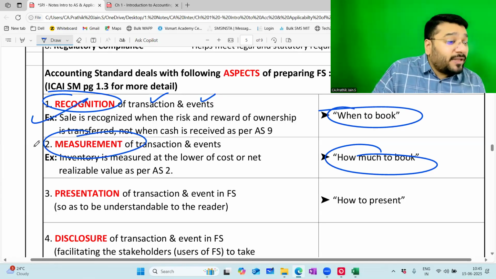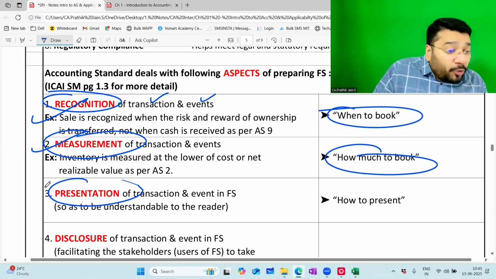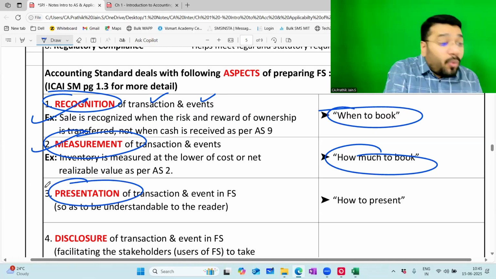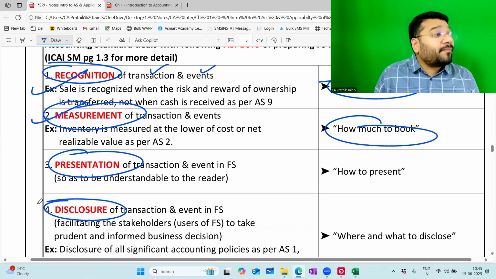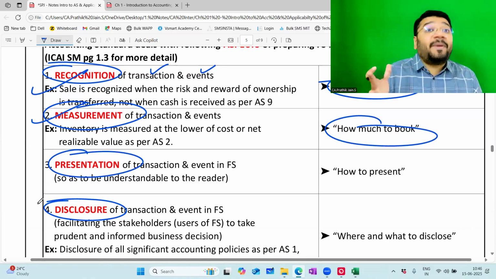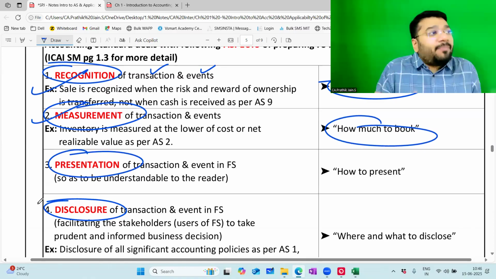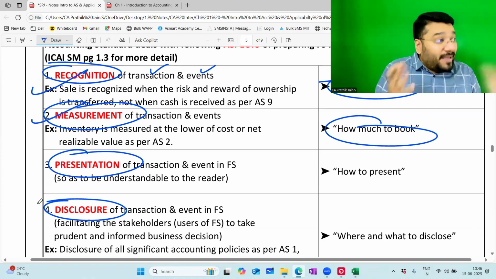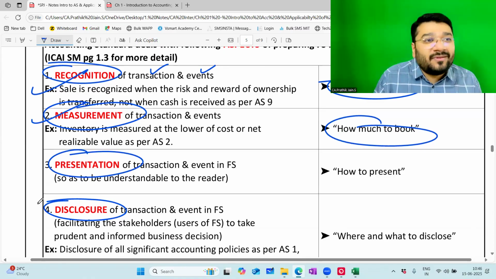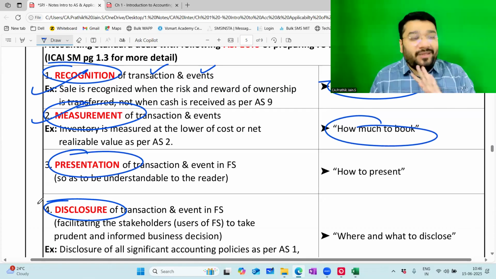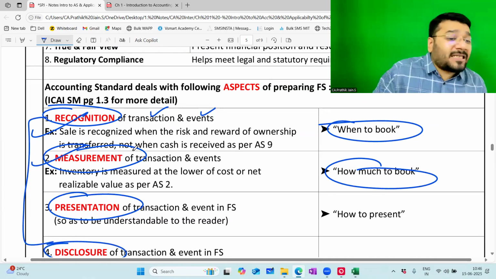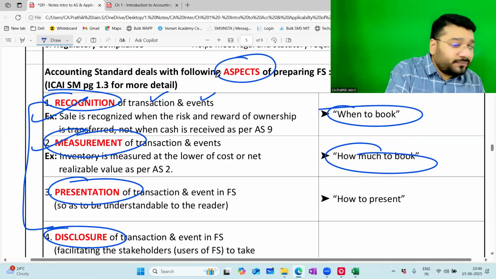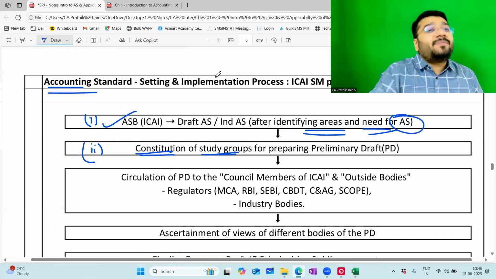Then once you record, once you measure it, how do you present this data in the financial statement? How are you supposed to disclose this information so that the financial statement is having complete transparency? The ultimate purpose of disclosure is what? To ensure that we are transparently disclosing everything, and based on that, you as a shareholder can make a decision whether to stay in the company or leave the company. So all the accounting standards are based on these aspects. Very, very important from the examination point of view. So now ASB will discuss on all of them.